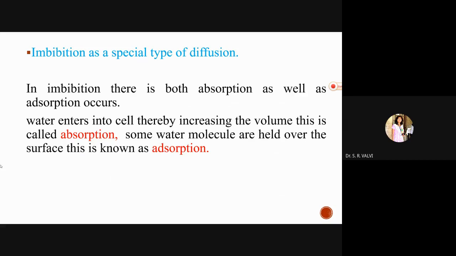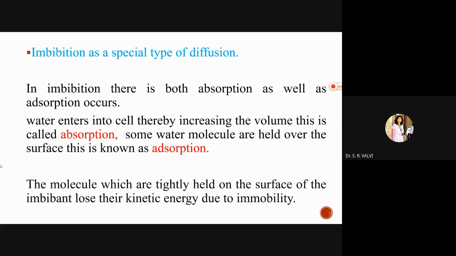That phenomenon is absorption. So whenever this imbibition process is going on, both of these sub-processes, absorption and adsorption, are simultaneously going on. Without these two processes, imbibition will not happen.